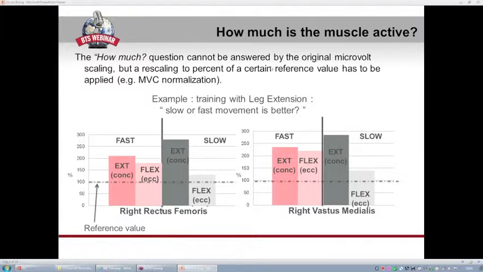The question of how much EMG basically addresses the interest in understanding how much work or effort a certain muscle has to share in certain exercises or tasks. This is important to understand the effect of treatment and training exercises, for example. Imagine that during a training with a leg extension machine, for example, you want to understand if a slow or fast movement is better to be executed by the athlete. So you can compare, for example, the level of activity in the two different situations in order to understand the amount of muscle used in those conditions.